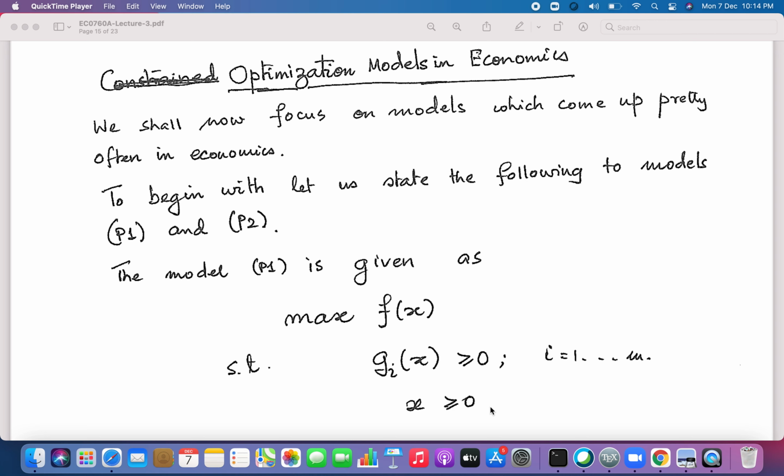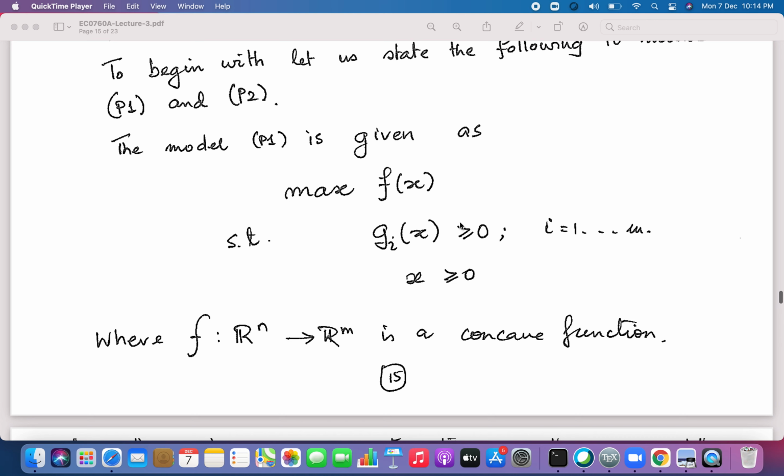So we will talk about two basic models, P1 and P2. P1 is the maximization of the function f(x) subject to the constraints g_i(x) greater than or equal to 0 and x greater than or equal to 0. So those x's which satisfy these constraints mean that for all the i's, g_i(x) is greater than or equal to 0, and x must be greater than or equal to 0, meaning x is an element of R^n_+.